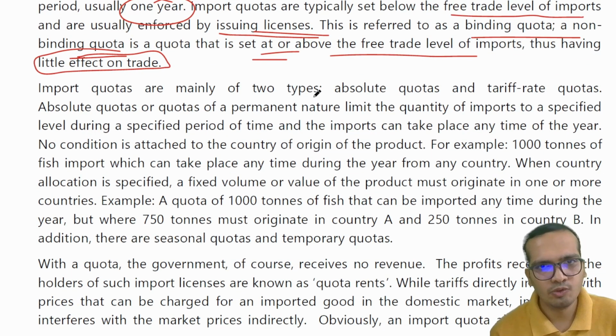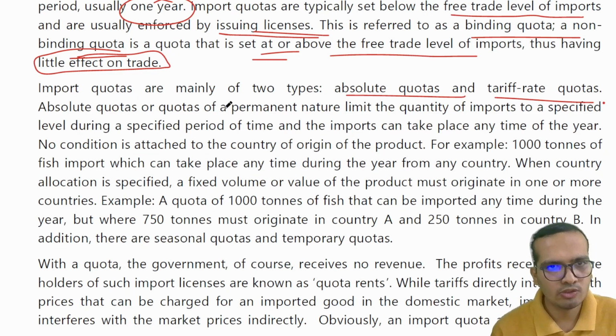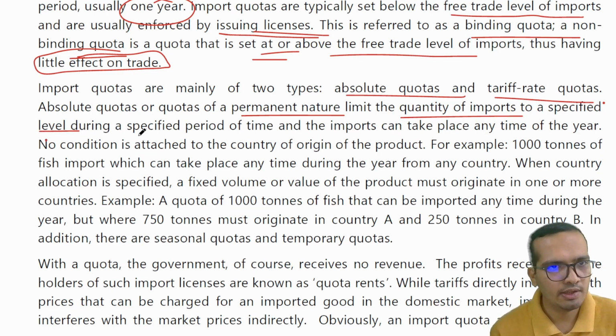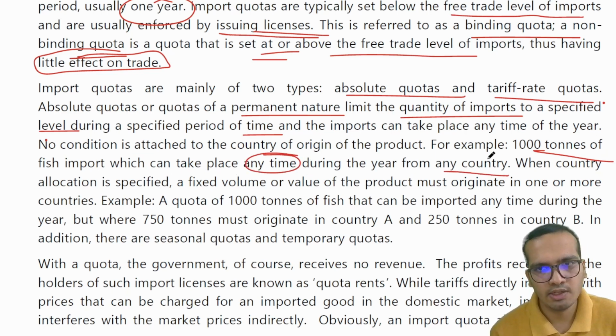Import quotas are mainly of two types: absolute quotas and tariff rate quotas. Absolute quotas are quotas of a permanent nature that limit the quantity of imports to a specific level during a specific period of time, and the imports can take place any time of the year. No condition is attached to the country of origin of the product. For example, 1000 tons of fish imports which can take place at any time during the year from any country.